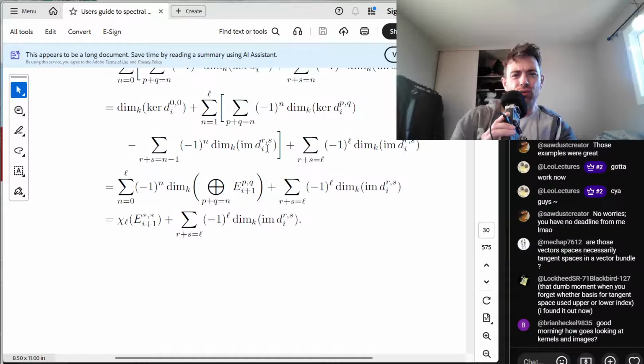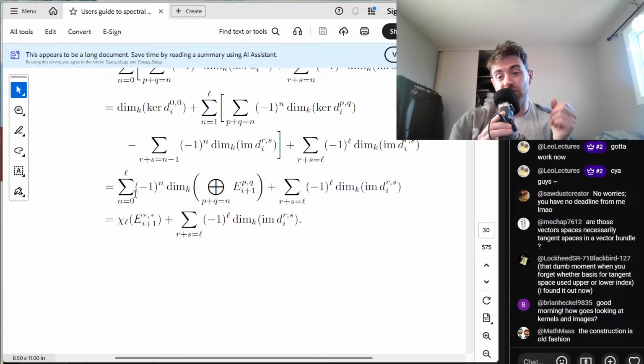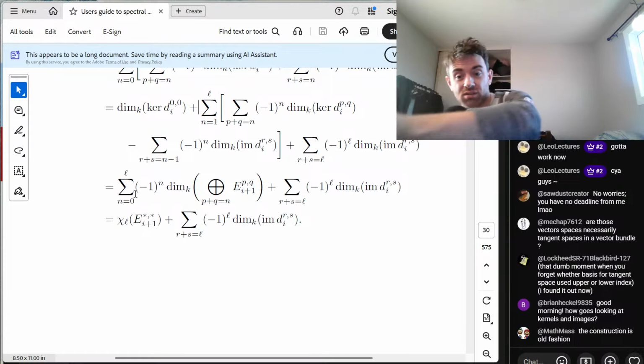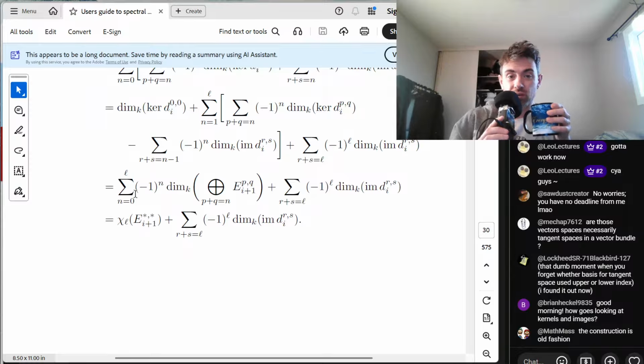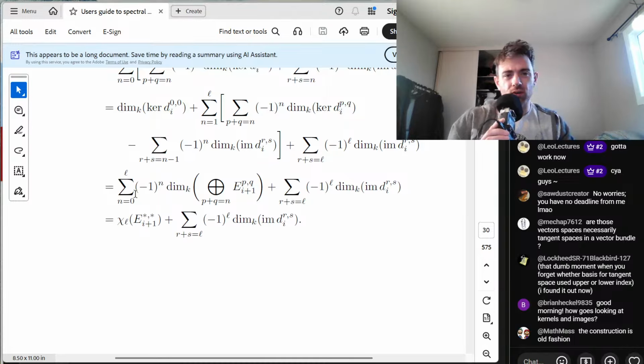Why is that true? What happened to this? So is this term 0? And is it everything in these parentheses? No, because somehow we're adding that term back in over here. I guess we're using like a rank nullity. The construction is old-fashioned. What do you mean by that? What construction? Okay, I'm willing to just accept this part of the computation and move on with my life.